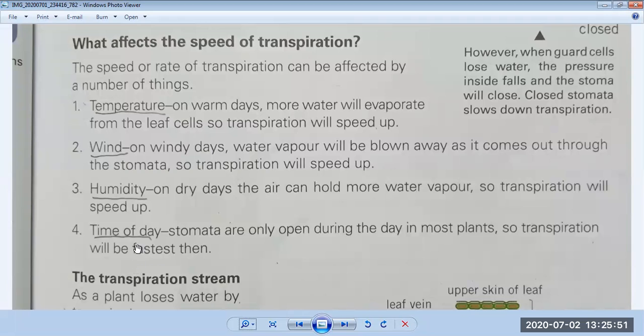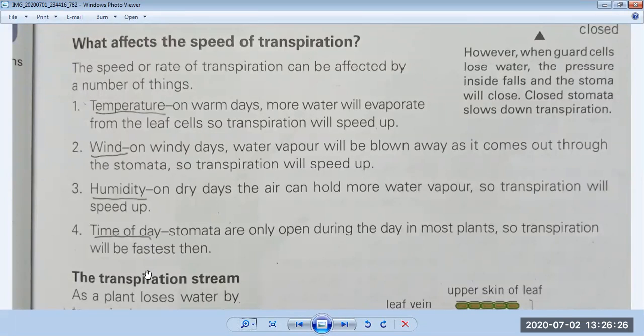So these are the four factors which can affect the rate of transpiration. It can be temperature, it can be wind. If there is a strong wind, it can speed up the transpiration rate. If there is humidity, humidity has the ability to hold water vapors in the air for a long time, so it also speeds up the transpiration rate. And time of the day, because we all know stomata only open at daytime, so that can also affect the rate of transpiration. So these are the four important factors which can speed up the transpiration.